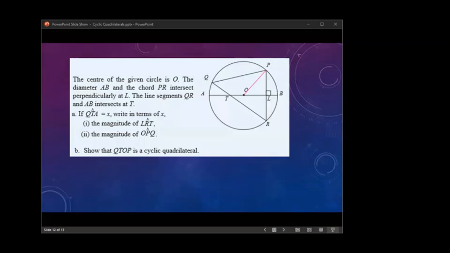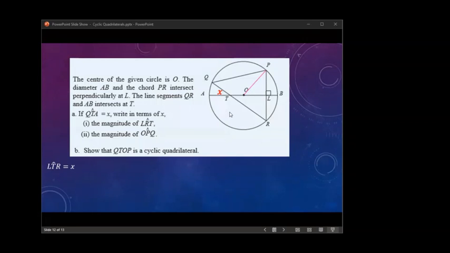Okay. If we consider this problem, the problem says the center of the given circle is O, the diameter AB and the chord PR intersect perpendicularly at L. The line segment QR and AB intersect at T. If QTA is X, write in terms of X the magnitude of LRT and the magnitude of OPQ. Okay, so this angle is X as they have given. So we have to find LRT and OPQ.